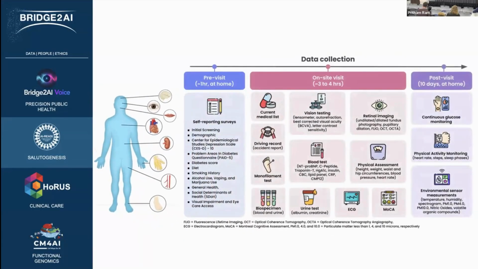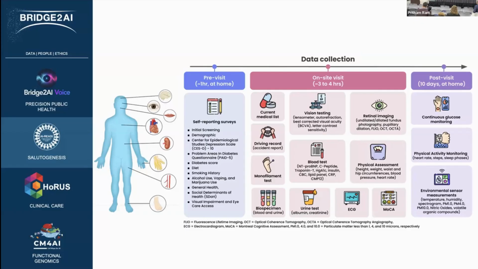Our data collection protocol, in which we're trying to collect about 4,000 participants, is fairly extensive. We have about a 1 hour pre-visit survey section where they fill out many different surveys at home. There's a 3 to 4 hour on-site visit where we collect many different protocols on them, including blood tests where we check many different markers of diabetes. We bank their blood as well at University of Alabama at Birmingham.